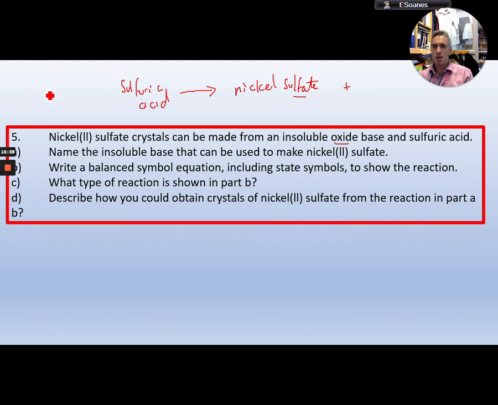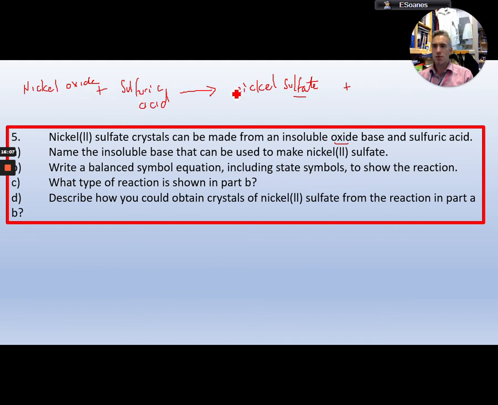So over here, well, what are we missing on this side of the equation? We're missing nickel. But what do we know about the thing on this side of the equation? It has to be an oxide base. So nickel oxide. What type of reaction is this? Are we missing anything? Nickel oxide, sulfuric acid. Oh yeah, what does it produce?